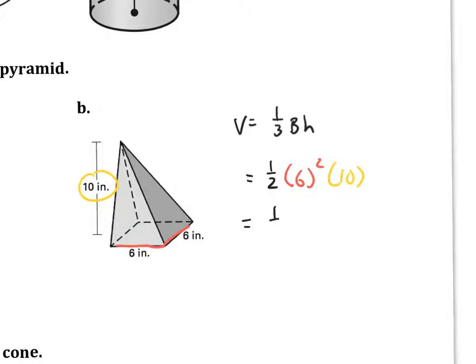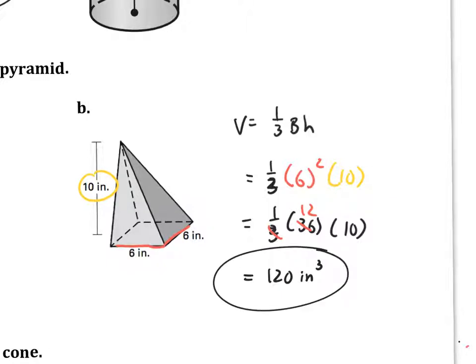Now, thank you, 1/3. 36 times 10, and now I can reduce to get a 12 there. Do not reduce right here because this is inside and it has to be squared first. So it's not as straightforward. Don't just reduce and then square. It's got to be square, then reduce. So in the end, we get 120 cubic inches.